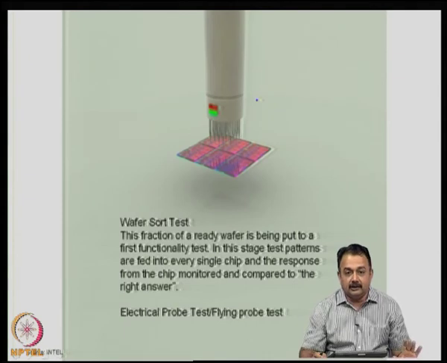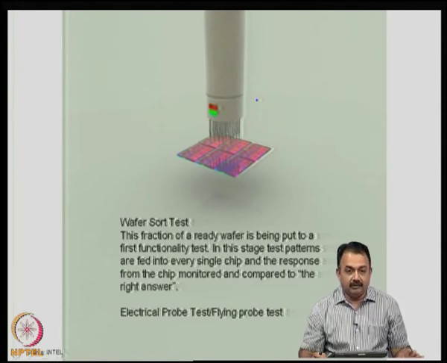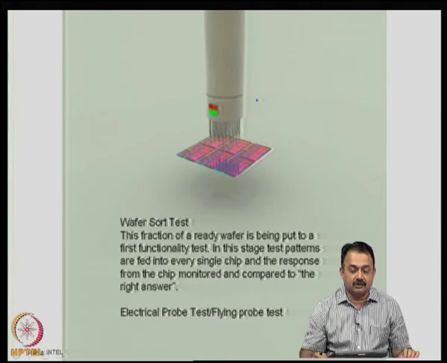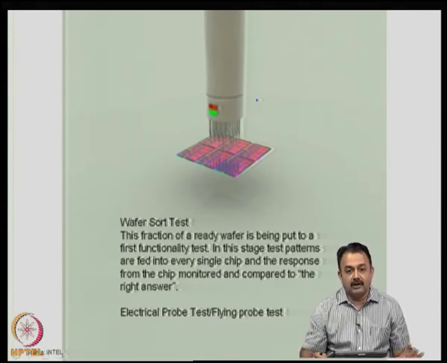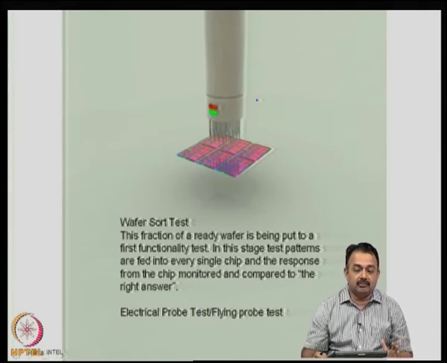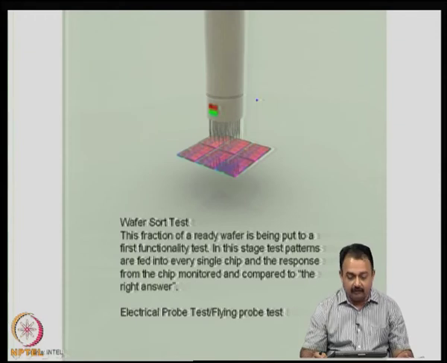Now, once the complete interconnections are done, we basically go for a wafer sort test. What is this basically? You have to look at every wafer and do an electrical test, a functionality test. In this stage, patterns are fed into every single chip and the response from the chip is monitored and compared to the required electrical function. So, you can do an electrical test to ensure that your buildup is correct and every single die can be looked into in this particular test. Basically, you can do an electrical probe test or a flying probe test.